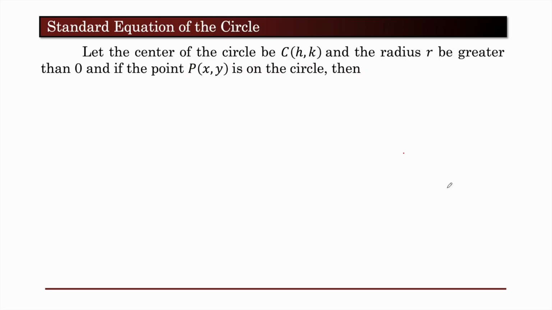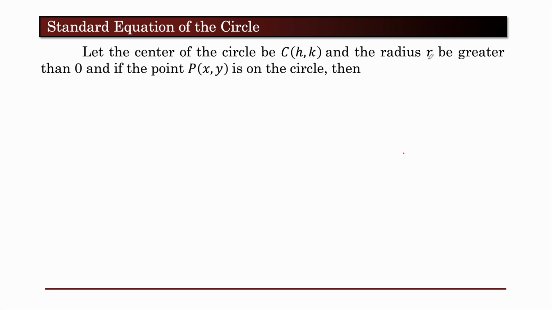Now at this point, let us derive the standard equation of the circle. To do that, we must introduce other notations. The center has a coordinate of (h, k). This is the abscissa, this is the ordinate, and r is the radius. Take note, it should be greater than 0. It must be positive. There's no such radius whose measurement is negative.